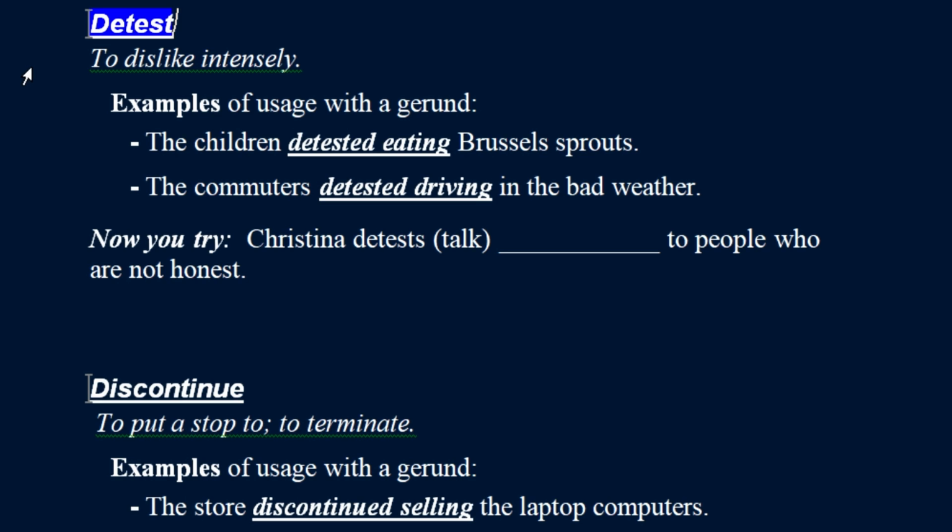Detest. To dislike intensely. Examples of usage with a gerund. The children detested eating Brussels sprouts. Another example. The commuters detested driving in the bad weather. Now you try. Christina detests (talk) to people who are not honest. Christina detests talking to people who are not honest.